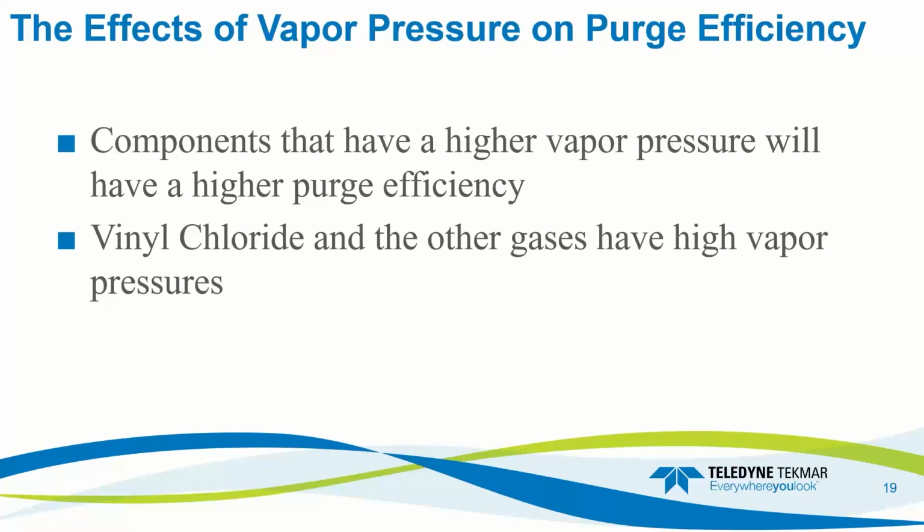The vapor pressure is the pressure at which a liquid and its vapor are in equilibrium at a given temperature. The vapor is said to be pushing against the atmosphere. So in other words, the higher the vapor pressure, the faster the liquid evaporates. Components that have a higher vapor pressure will have a higher purge efficiency. So vinyl chloride and other gases have high vapor pressures.